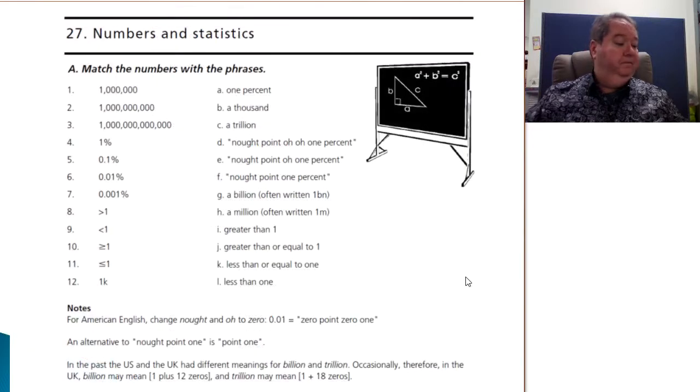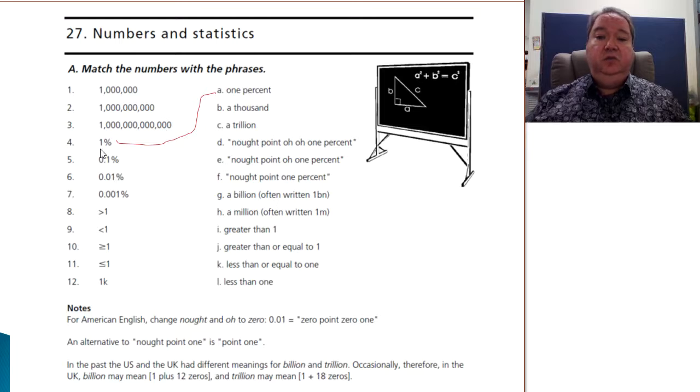So the first section here, section A, match the numbers with the phrases. If I just say the number here, then obviously that tells us what it is here. So what I'm going to do is start on the right side here, and I'm going to go down through the letters and find which one matches over here. Okay. So 1%. 1% is like this, 1 followed by the percent sign.